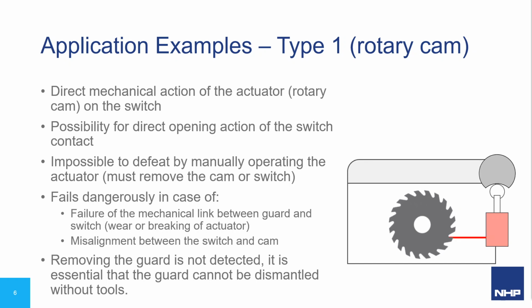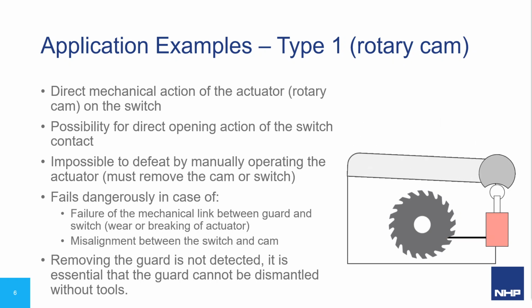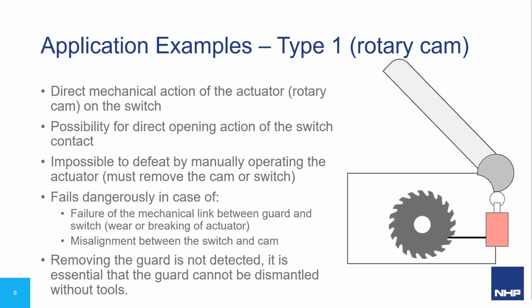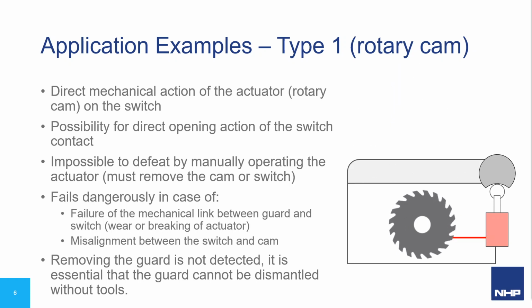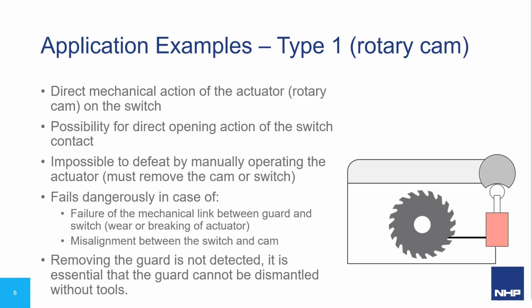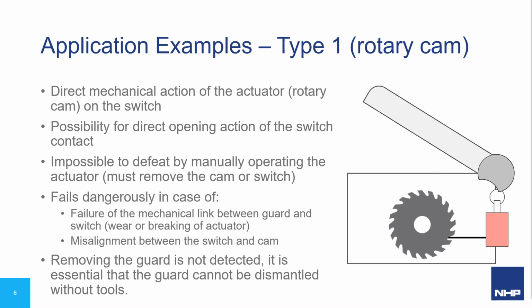The only way to do this is to physically remove the switch from the enclosure, which requires the use of special tools. However, there is possibility of a dangerous failure if, for example, the actuator breaks off, or if there is misalignment between the cam and the switch, such as when the switch is removed. Also, if the lid of the enclosure can be removed from its hinges, then there is no way that the switch can detect this, so the lid needs to be removable only with special tools.